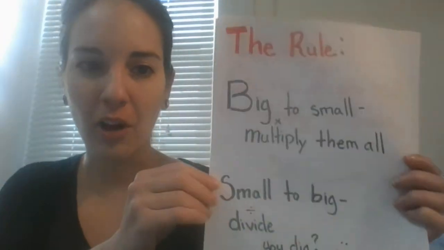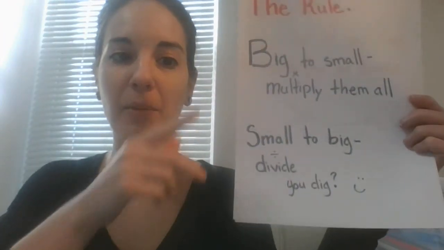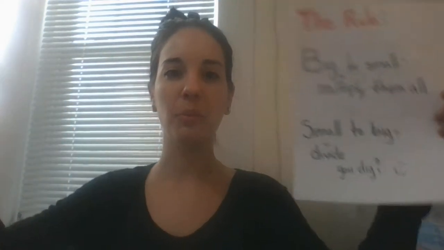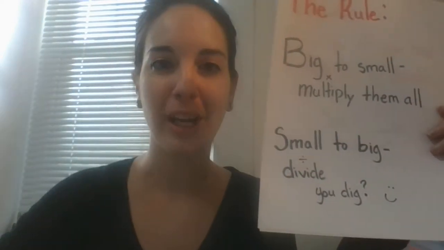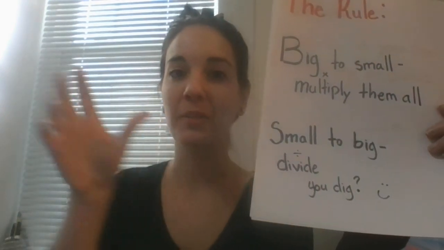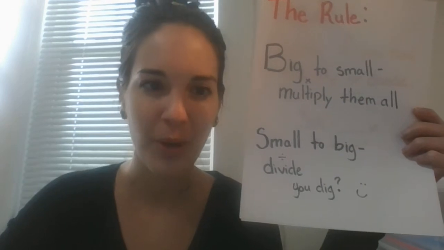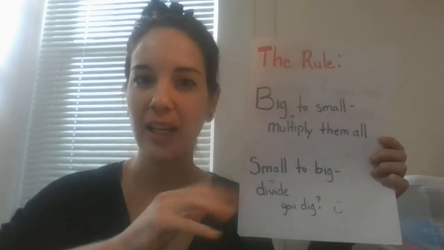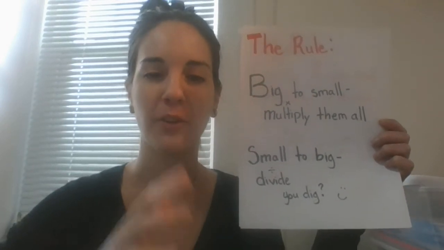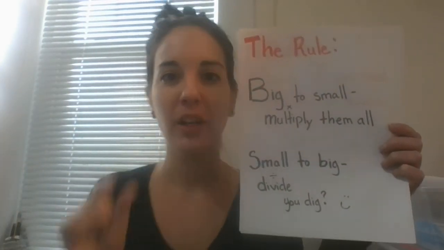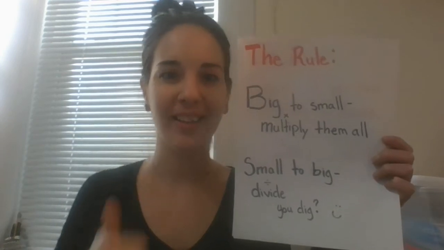And the big rule, all in all, is if I'm going from a big unit to a small unit, big to small, multiply them all. From small to big, divide, you dig. We say that as a rhyme to help us remember. So the rule for converting any unit of measurement is always going to be, if you're going from a bigger unit, big to small, multiply them all. Small to big, divide, you dig.